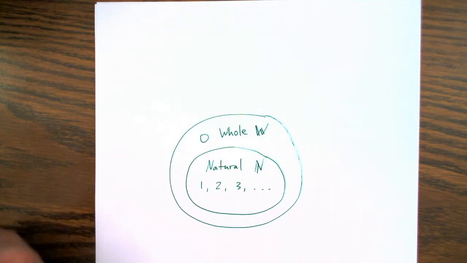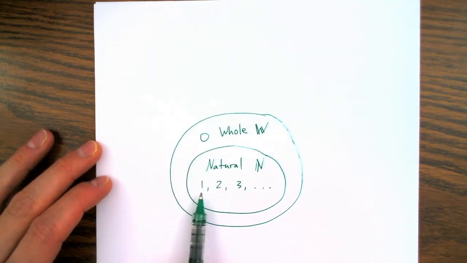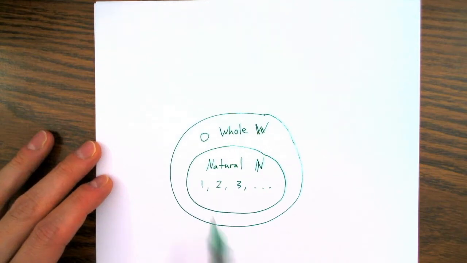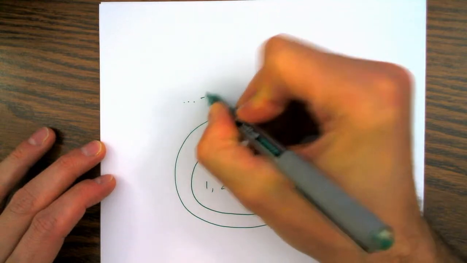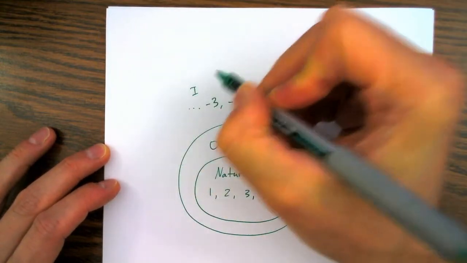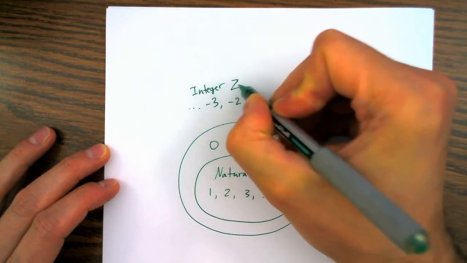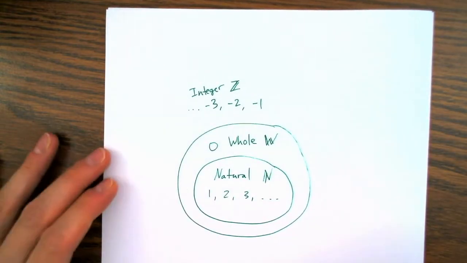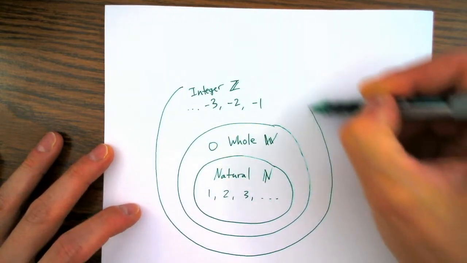And we know about the integers. So the integers include 0 and all these positive numbers, as well as the negative integers. And the integers are not described by the letter I, they're described by the letter Z. And they include all the whole numbers and therefore all the natural numbers.